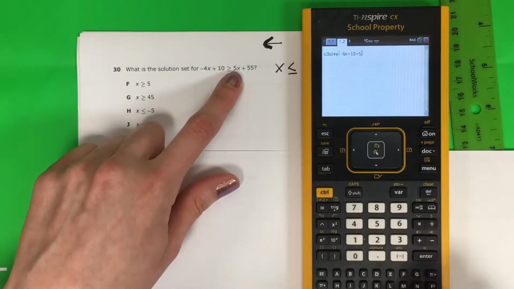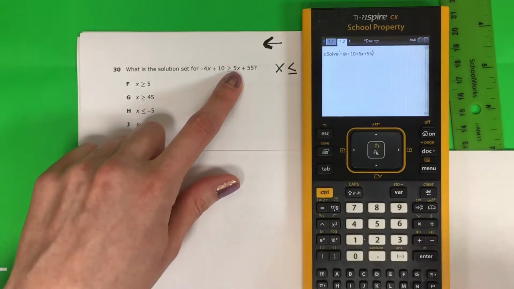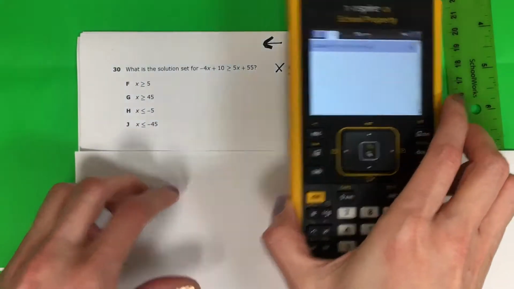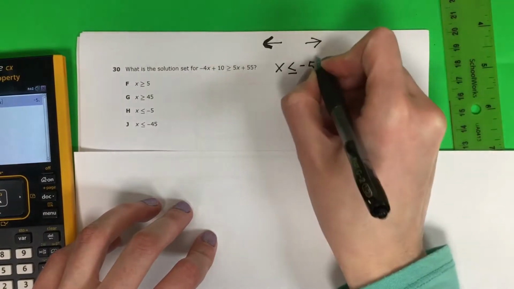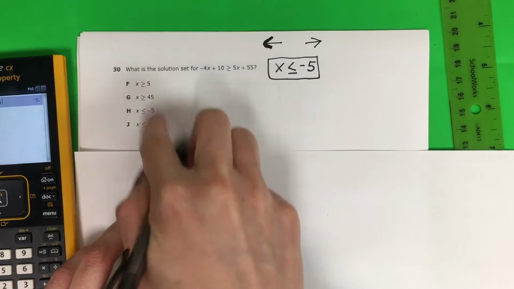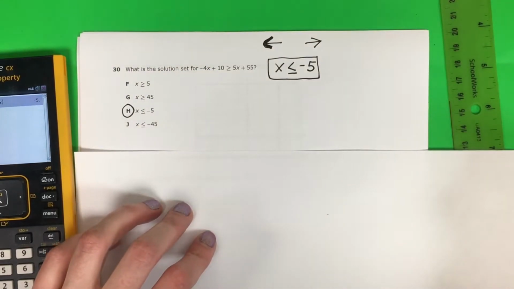And then 5x plus 55. Then you need to put comma and the letter, which is x. Then you push enter, and I get negative 5. There's my answer. X is less than or equal to negative 5, so that would be H. Do you see how simple that is?